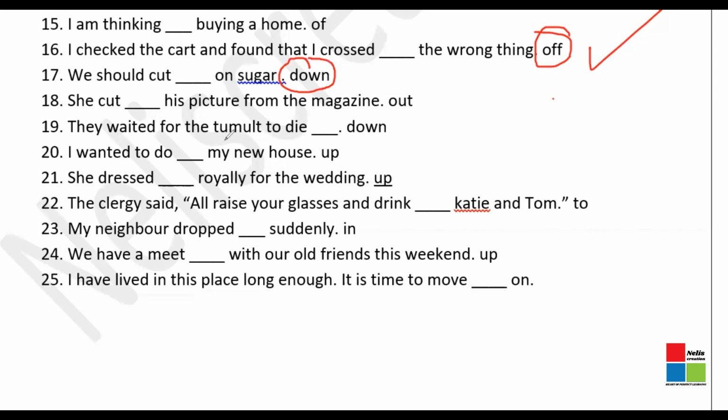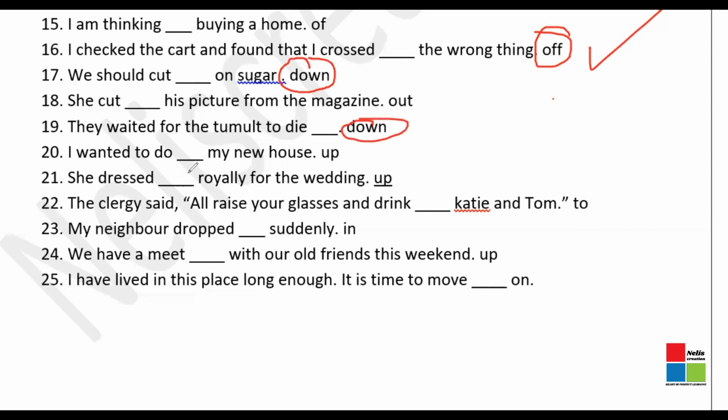19th, they waited for the tumult to die down. Tumult means a huge noise, a lot of chaos. So they waited for the noise to die down, reduce. When the noise reduces, when the chaos subsides, this is the meaning of the word die down.